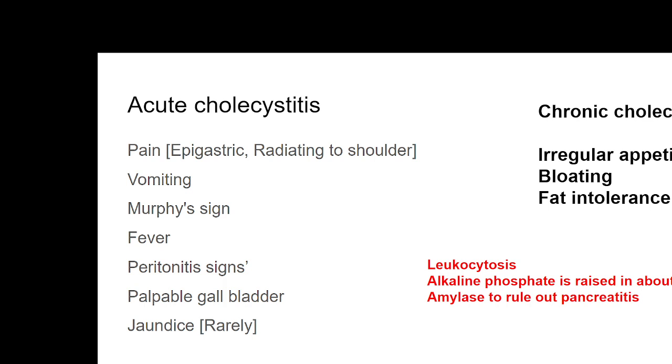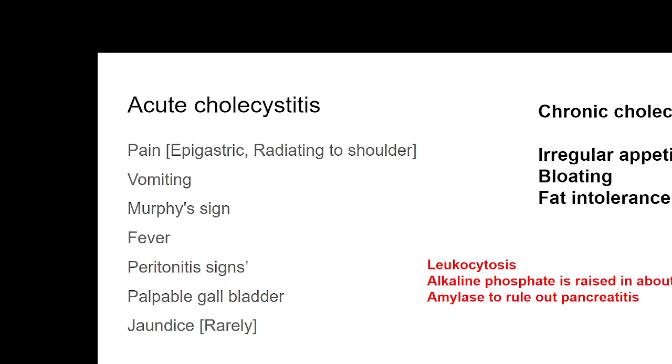The other presentation could be chronic cholecystitis, where the gallbladder wall may become thickened and bile secretion could be abnormal, and hence the patient may not have an acute pain, but a chronic dull pain. Flatulence, irregular appetite, bloating, and intolerance for fatty substances could be seen.